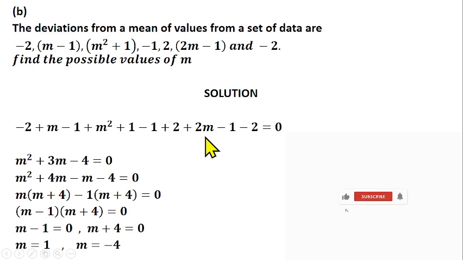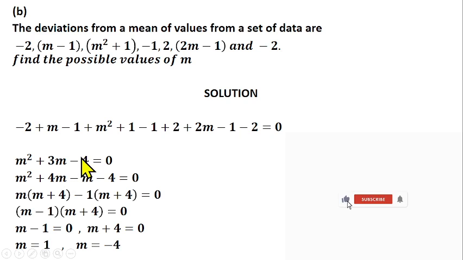I think I made a mistake there. If you find minus 2 minus 1, that is minus 3. Minus 3 plus 1 will give us minus 2. Then minus 2 minus 1 will give us minus 3. Minus 3 plus 2 will give us minus 1. Minus 1 minus 1 minus 2 will give us minus 4, equals to 0.